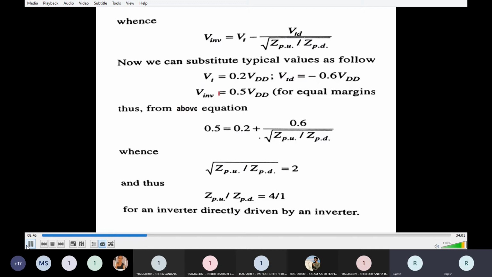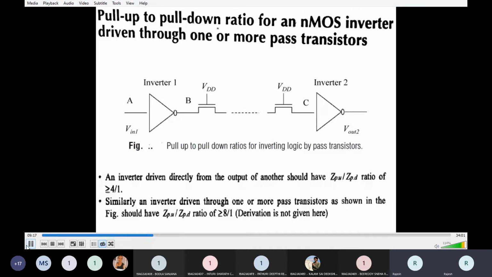For depletion mode MOSFET, here it is a negative value. V invert is equal to 0.5 VDD. If you substitute and solve for the pull up to pull down ratio, you will get 4:1. Okay, 4:1. So this is the minimum required pull up to pull down ratio to drive an NMOS inverter from another NMOS inverter. Similarly, the pull up to pull down ratio for an NMOS inverter driven through one or more pass transistors.